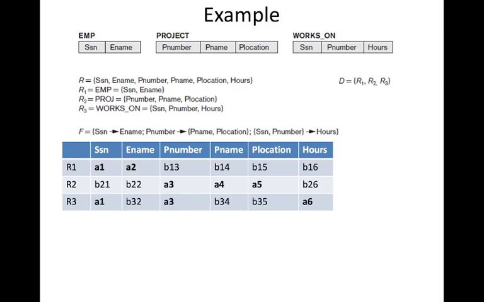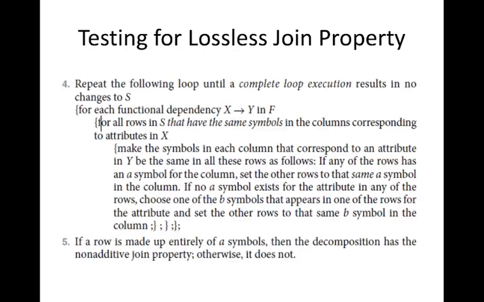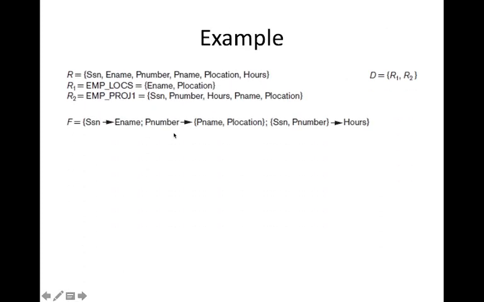Now the next step is we have to take each functional dependency. Till now we were taking only attributes. Next we take the first functional dependency, SSN to E name. So the fourth step, that is the algorithm: we have to take each functional dependency X to Y in F, and check whether we have the same symbols in the X part.